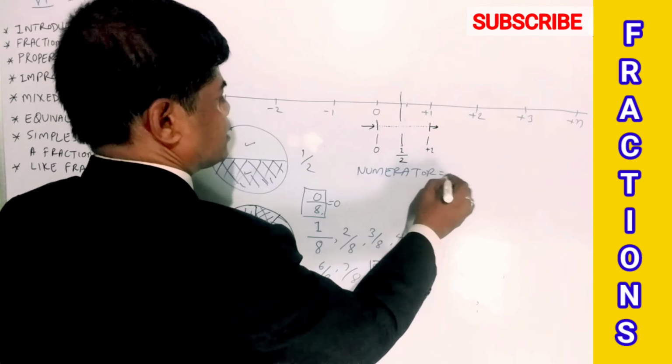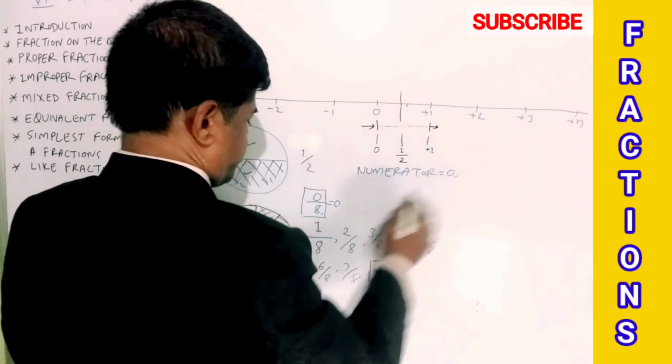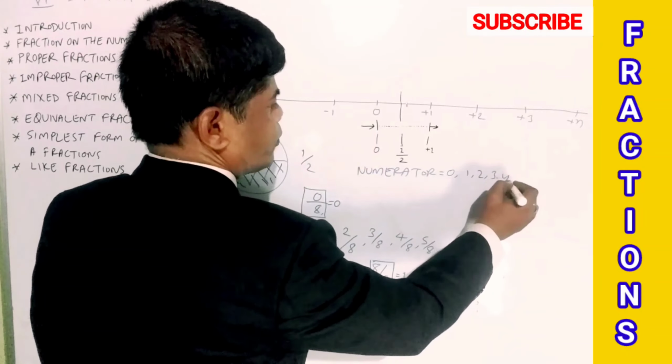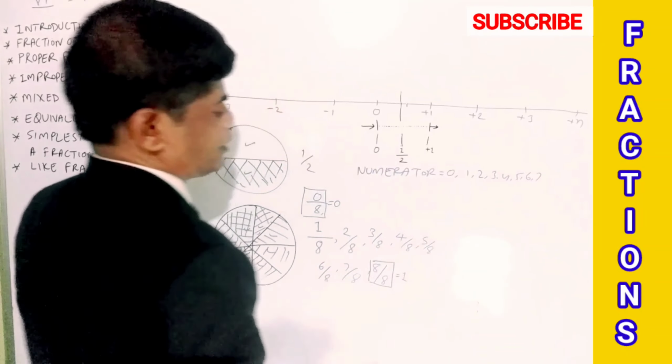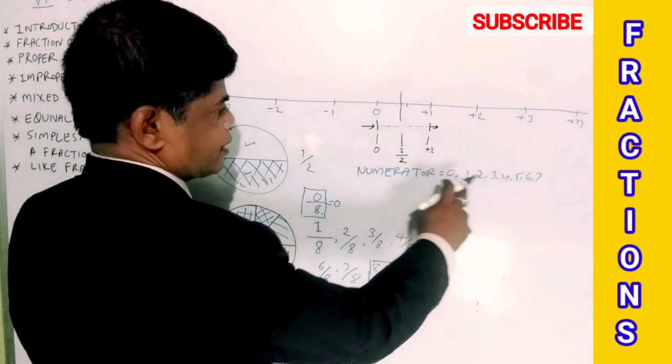Numerator starts from here. You can consider this also: 0, 1, 2, 3, 4, 5, 6, 7. 1, 2, 3, 4, 5, 6, 7. You leave it 8 by 8. Okay, these are the numerators.